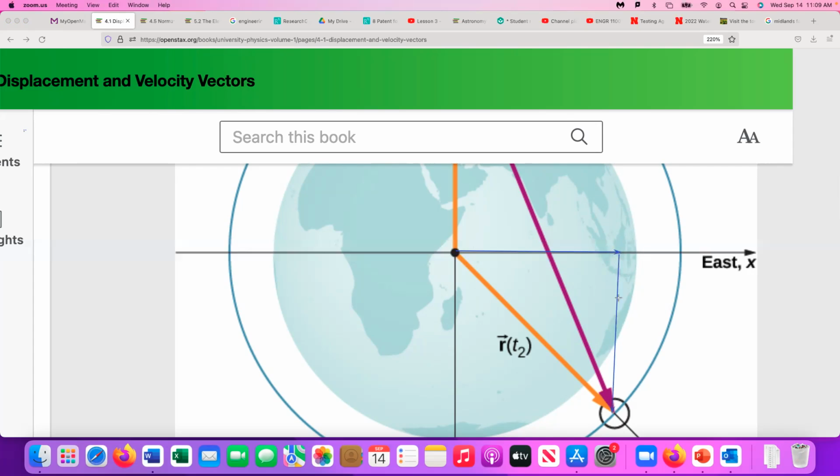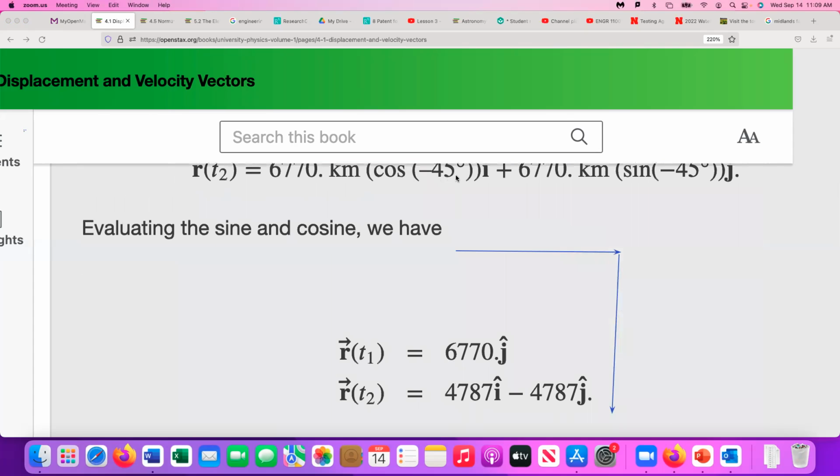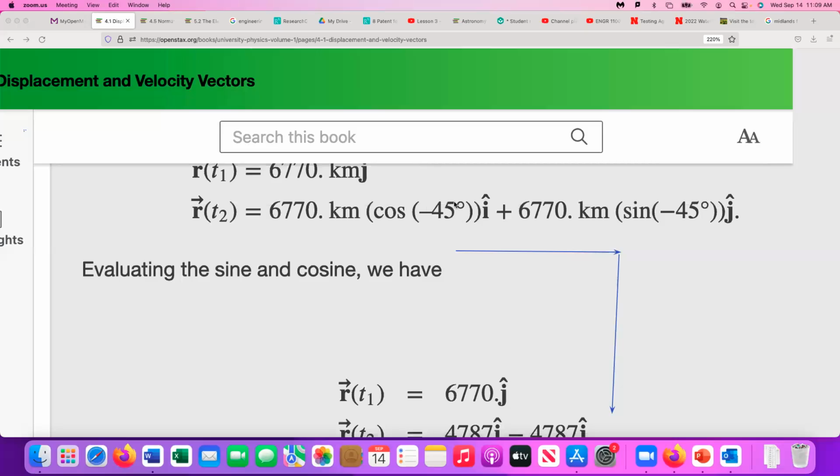So this J hat component is also going to use the negative 45 degrees, but it's going to use the sine of negative 45 degrees. And when you use the cosine of negative 45 and the sine of negative 45, you will get the correct signs in your vector. So the cosine of negative 45 is actually just positive square root of 2/2. And that leaves you with square root 2/2 times I hat. And then the sine of negative 45 is negative square root 2/2.